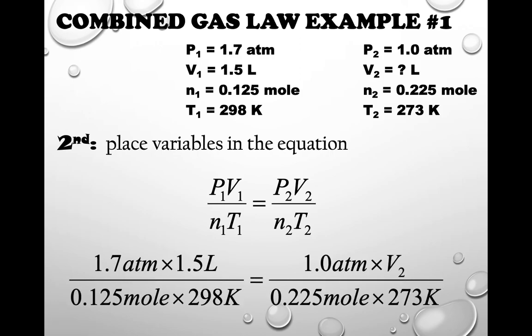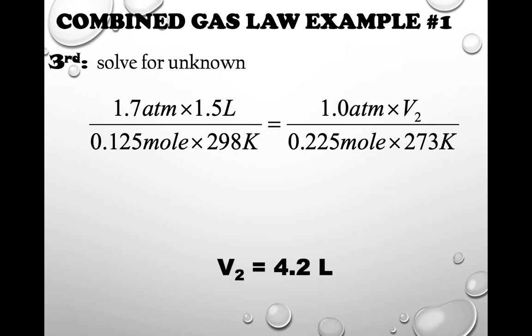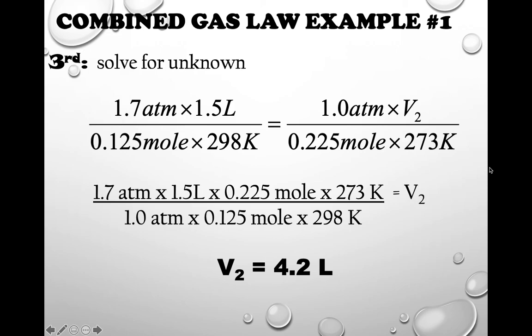So my P1 is 1.7 atmospheres, and I'm just plugging everything in. I don't need to do any temperature conversion because it's already in Kelvin. I don't need to do any pressure conversion because they're both the same unit, 1 atmosphere. So it's just do the math. Multiply everything together, solve for the unknown, and I get a volume of 4.2 liters. Okay, so if I do the algebra and rearrange the equation, this is what I would end up with.